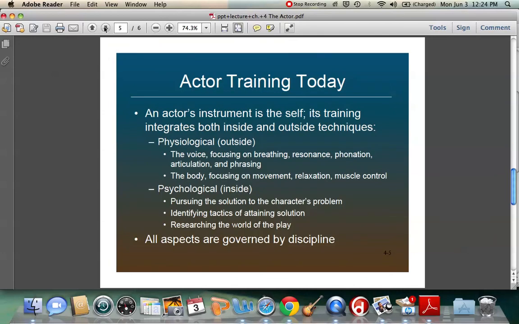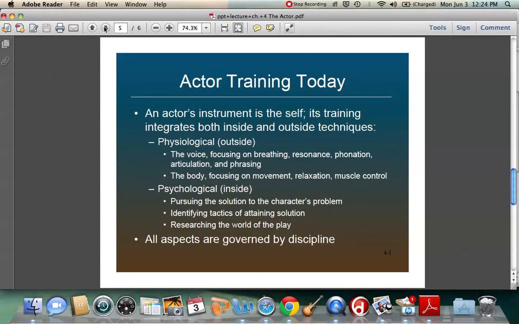So if we look at actor training today, an actor's instrument is the self. Its training integrates both inside and outside techniques. So a lot of actor training programs that go on now really blend these two ideas together. You really can't do one without the other if you want to get believable. So the physiological, the outside, the voice, the breathing, the resonance, the phonation, the articulation, and the phrasing of the words, the body focusing on movement, relaxation, muscle control. This is a big part of actor training.